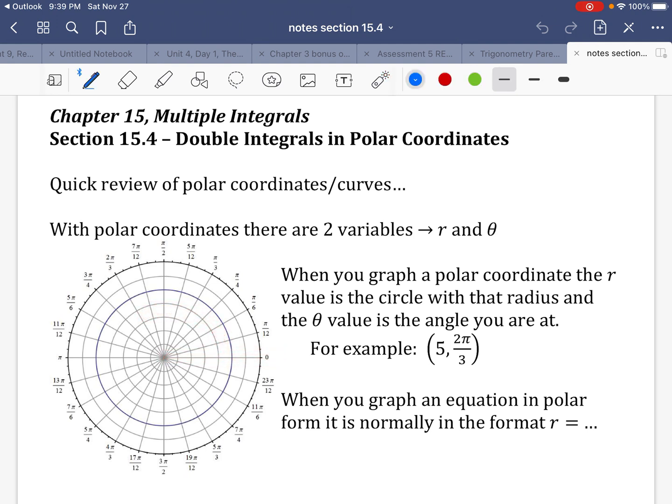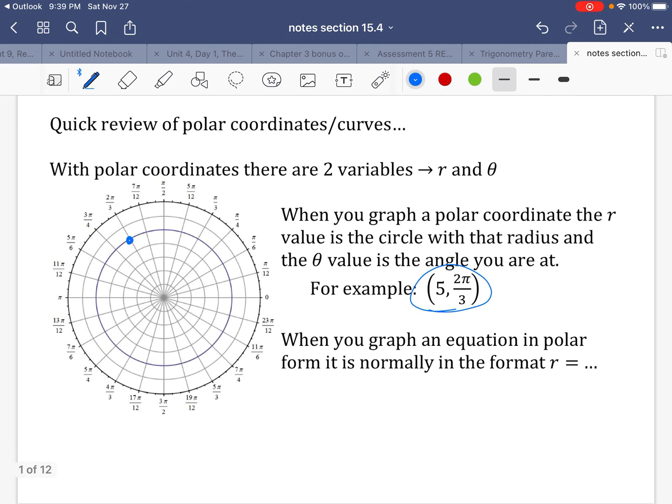So when you graph a point like this, you are going out to circle 5, so that would be this darker blue circle, and then I'm going over to 2 pi over 3, so I'm going over to right here. So this coordinate that's mentioned right here would be right there where that blue dot is.